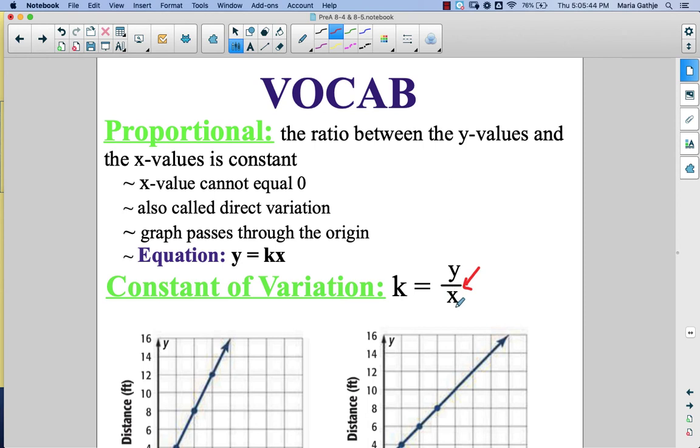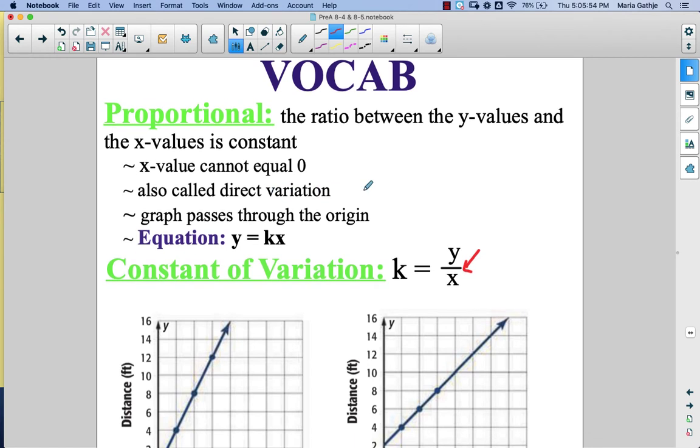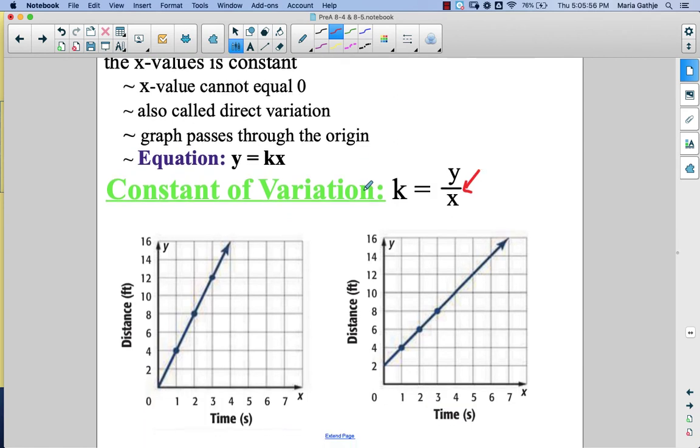Our x value can't equal 0 because we can't divide by 0. As I said, these are also called direct variation relationships, and you can tell that they are proportional relationships by looking either at the ratios, determining if y over x is the same, or by looking at the graph and seeing, does it go through the origin? Does it go through 0, 0? If a graph goes through 0, 0, it is proportional. If it doesn't go through 0, 0, it's not proportional, which we can double check.